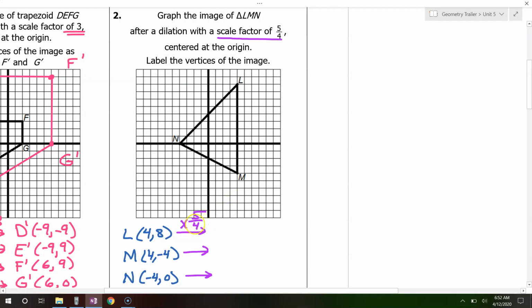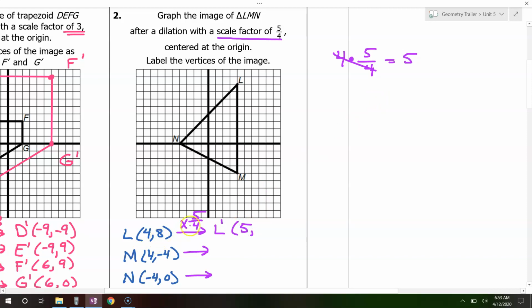Now, notice that this number is bigger than 1. I can tell because the larger number is in the numerator. So this should still be an enlargement. It should be getting a little bit bigger. I'm going to do a couple calculations off to the side so you can see where I'm getting my results. So this will be L prime. So if I want to do 4 times 5/4, the easiest thing to do is realize that these 4's will cancel each other out. So you will just get 5.